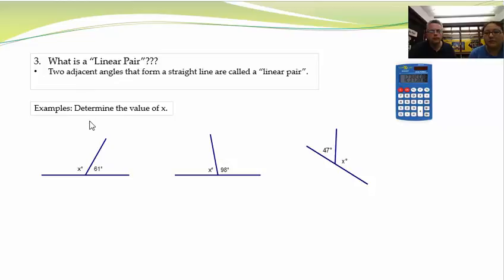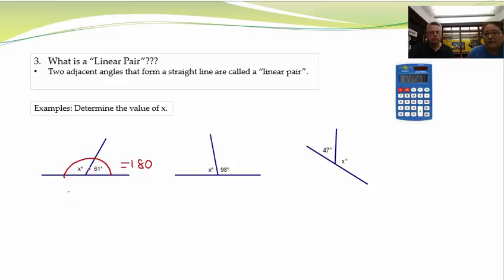Okay, so what is a linear pair? Two adjacent angles that form a straight line are called a linear pair. So for instance, this angle here has to equal 180.